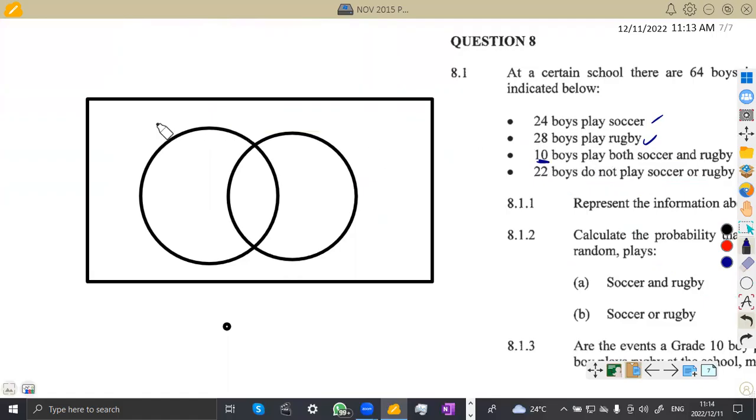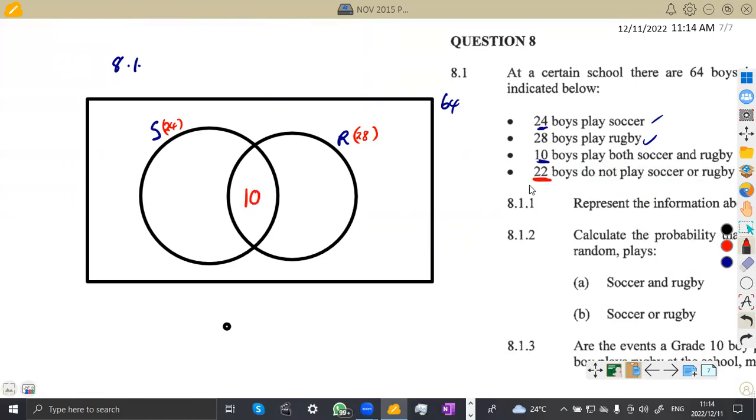So you've got 2 here, which is soccer and rugby on this one. So this is the total of the universal set. All right. So on 8.1, we are given that there are 64 boys, that is the total. And 24, they play soccer. So which means in soccer here, there are 24, all of them. In rugby, there are 28, all of them. All right. Then 10, they play both. So which means 10 is found here.